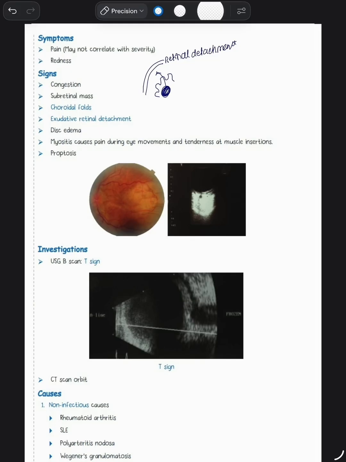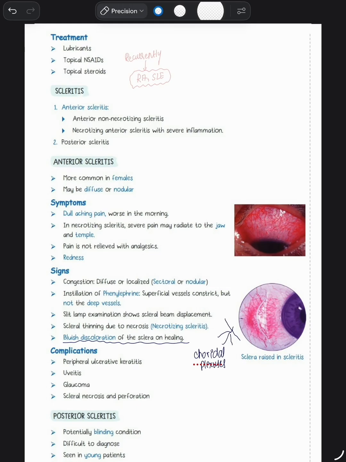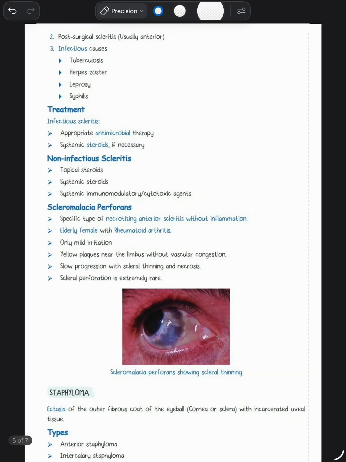So we have come to know that episcleritis is a self-limiting condition. It can resolve on its own, and it is a very mild condition. And if recurrence occurs, then we should keep RA or SLE in mind. And scleritis is the more serious condition, anterior and posterior scleritis. And scleritis can be due to non-infectious causes, and it can also be due to infectious causes. So we keep in mind the difference between episcleritis and scleritis.